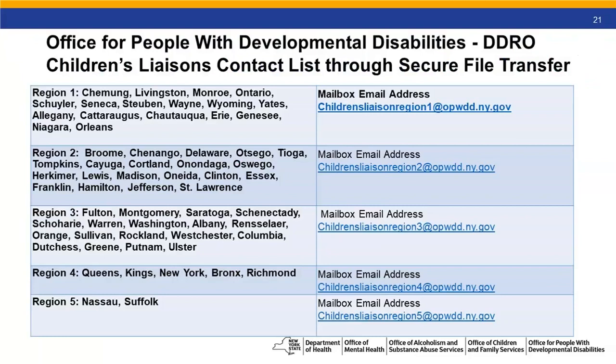All right, so this slide just displays OPWDD's Children's Liaisons contact list. And as we mentioned throughout the presentation, documentation and the Children's Waiver Transmittal Form should be sent through the secure file transfer. The mailbox addresses are here based on the county that the child lives in. We have trained OPWDD Children's Liaison staff who have been trained in the CANs, and they're very well versed in the former OPWDD Care at Home program, so they will be able to pick up where the email leaves off with the documentation and go through the process.